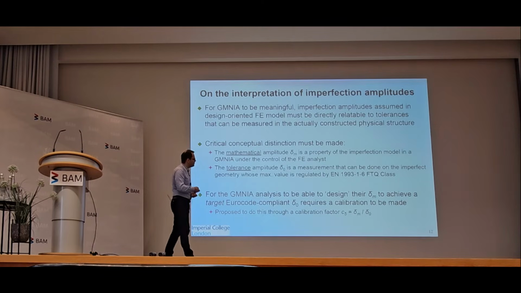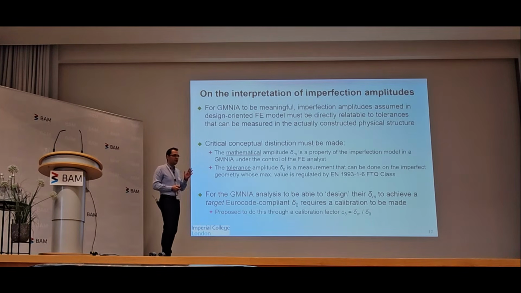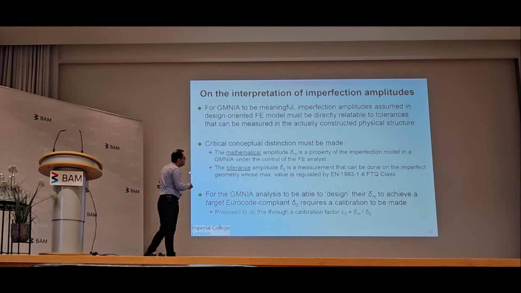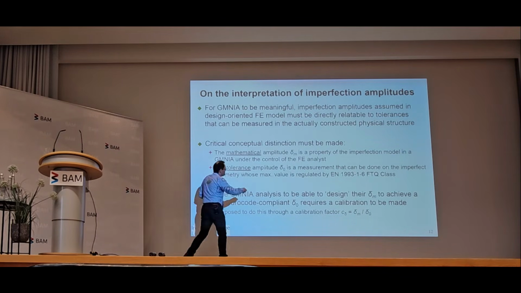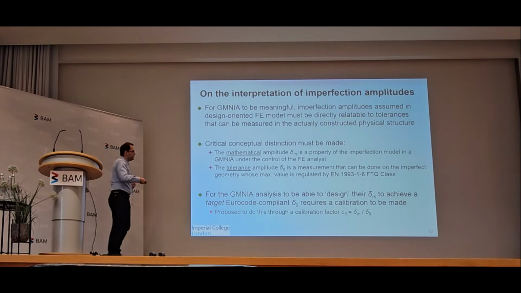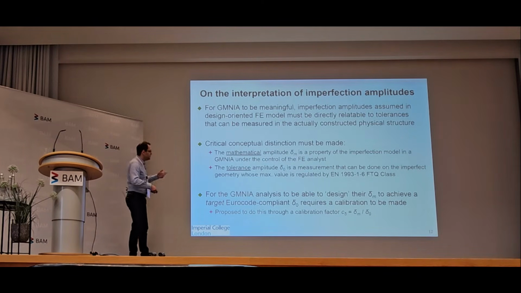What the Eurocode talks about are tolerance amplitudes, because this relates to the amplitude that you get when you measure the shape of a real structure in the field. And that is a different thing. And the two, this is what is controlled. This is what Eurocode 3 1-6 gives you numbers for. This is what you must match. But what you directly control is the mathematical amplitude. And you have to be able to relate the two. So given a given delta m, what is the delta naught that you get?